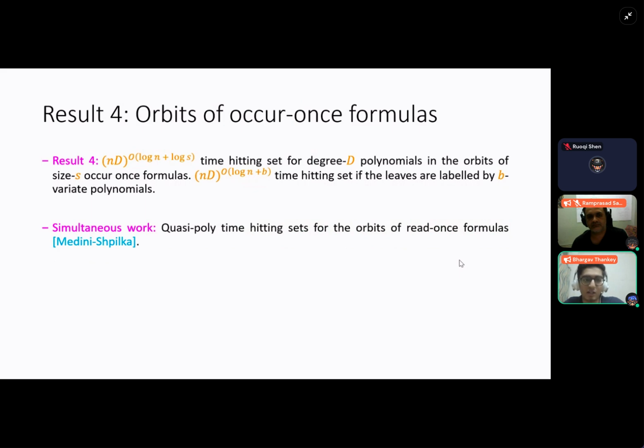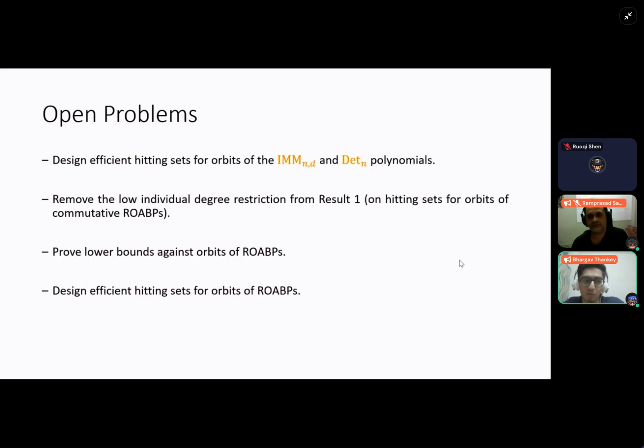Some of the techniques that go into proving these results are rank concentration by translation, algebraic independent space techniques, and the Shpilka-Volkovich generator. I don't have time to talk about those in this talk, but I do talk about those in the full version of the talk. So now let me conclude by mentioning some open problems.